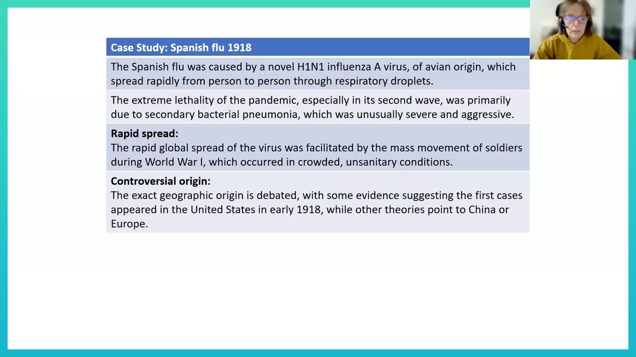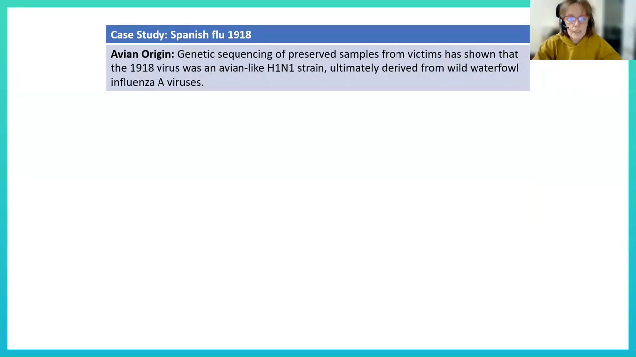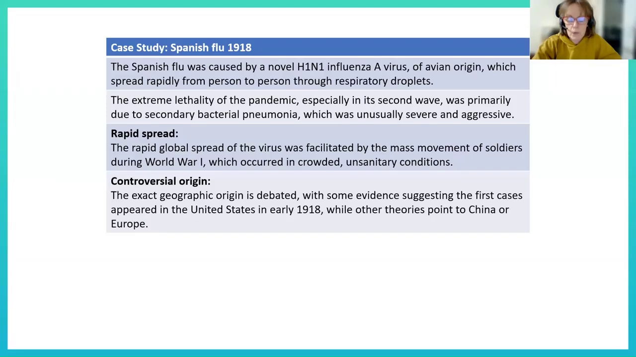We're not really sure where this particular flu came from. It appeared in the US in early 1918. Other theories point to China. Some people say it was found in Europe. It was called the Spanish flu, but it probably didn't originate there. It's just that there were troops returning from Europe. China, and other parts of Asia as well, are quite common places for diseases to break out.